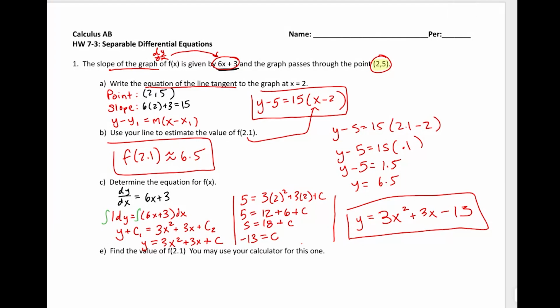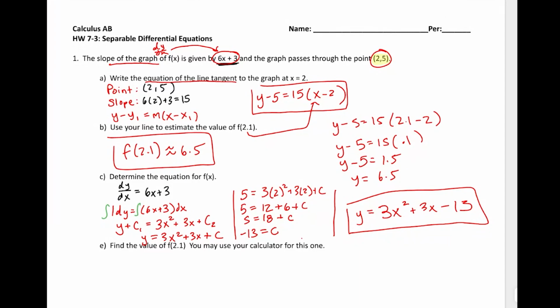One quick thing that I want to note here is that since we did not have any other instance of y other than the dy, we really didn't need to separate anything out. We could have just integrated both sides with respect to x and gotten the same answer. So if you would have just found the integral of 6x plus 3, you would have got 3x squared plus 3x plus c anyway. So I did more work than was necessary, but I wanted to set us up to be prepared for future questions on this homework where you would need to actually separate out the x's and y's.